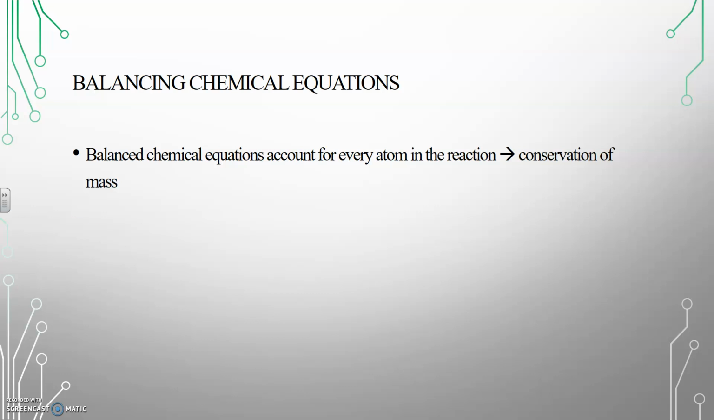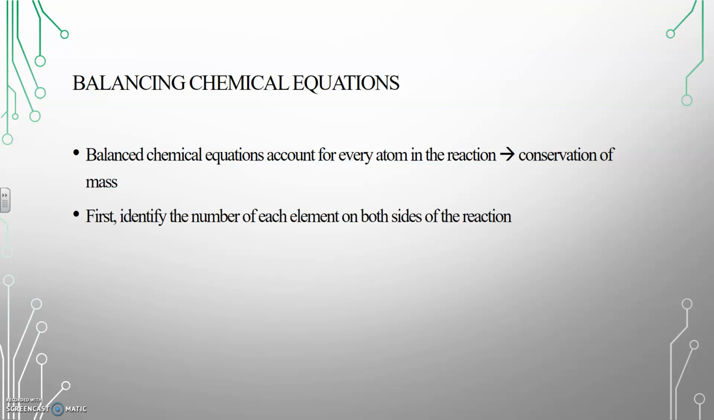So first thing you want to do in order to balance a chemical equation is identify the number of each element that's on both sides of the reaction. So this is kind of your starting place. You don't have any coefficients, which are the large numbers in front of your compound, okay? And so you just want to figure out how many atoms of each element you have on the reactant side and also on the product side. That gives you a pretty good starting place for knowing what you still need to balance.